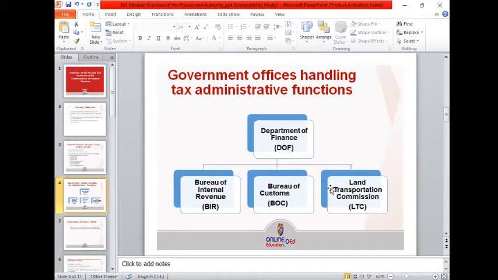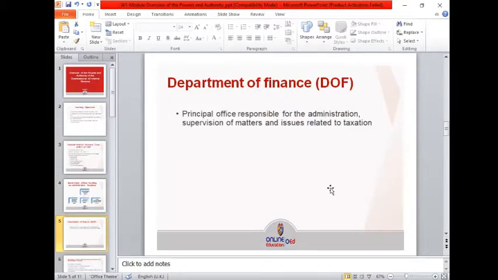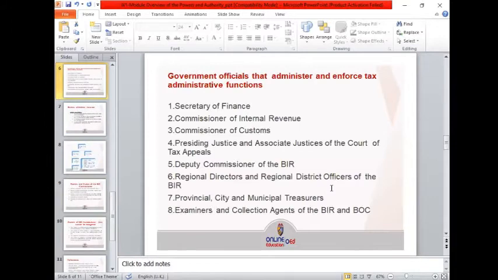Okay, so from those three, we also have the tax administration based on their territorial jurisdiction or scope. Of course, the Department of Finance is the principal office of those three government agencies, responsible for administering and supervising all matters and issues related to taxation or the taxation power.